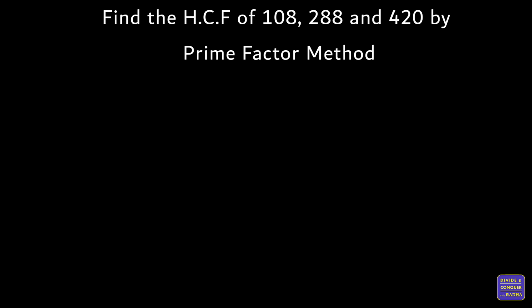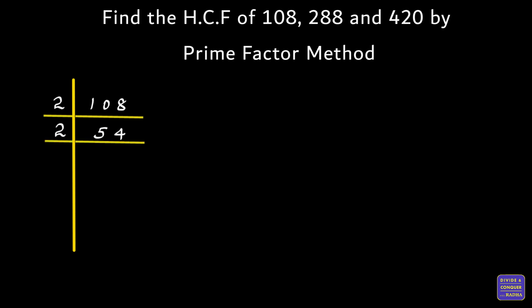So let's factorize 108. 108 is an even number, so it's divisible by 2. We have 2 5s are 10 and 2 4s are 8. 54 is an even number, divisible by 2. So we have 2 2s are 4 and 2 7s are 14.